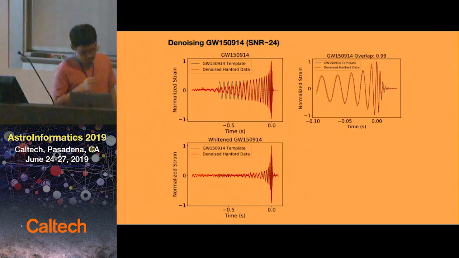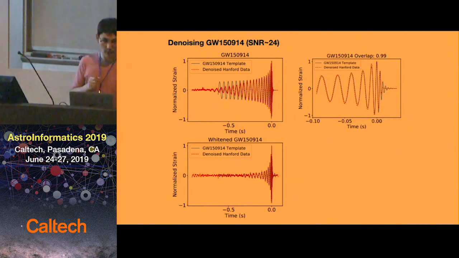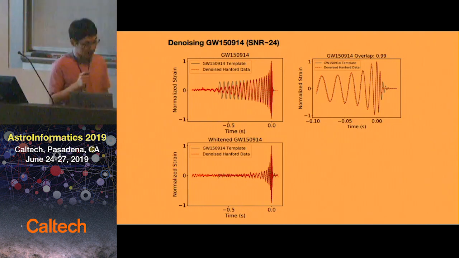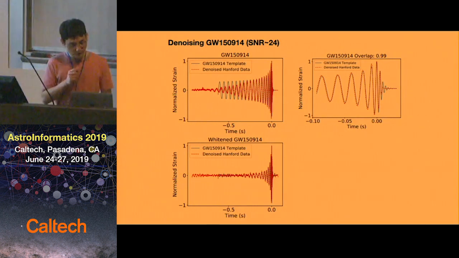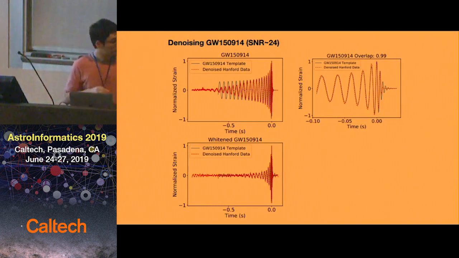The upper left panel is the output of our algorithm, and we overlap it with the template of the same event. And the lower panel is the whitened version of our prediction and the same template. As you can see, at the range where the LIGO detector is most sensitive, our algorithm can reconstruct the signal pretty well. The overlap is more than 99%.